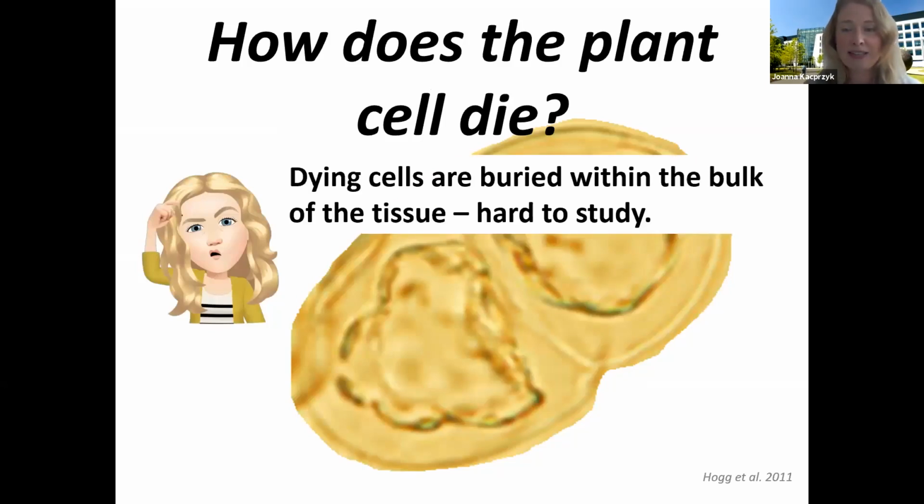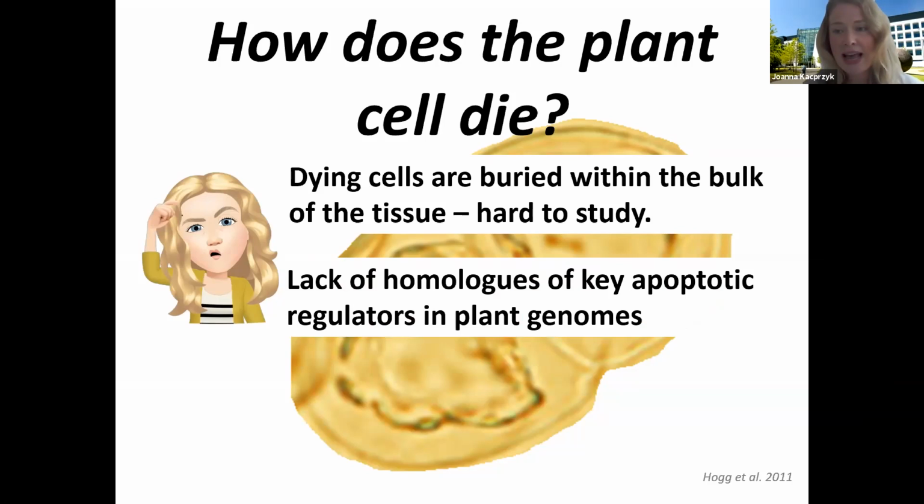Part of the problem is that dying cells are often buried within the bulk of the tissue, which makes them somewhat hard to study and hard to sample. This is changing with better, more advanced technologies as well. We also won't find the homologs of some of the key apoptotic genes from animals in plant genomes.